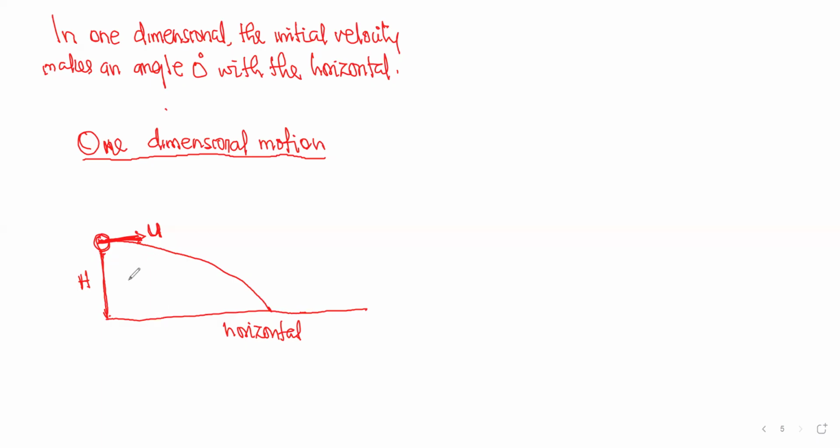Now let's follow the path of the ball. The golf stick gives it the initial velocity. It will move through the air and then eventually fall to the ground. And that is what I've designed here. But it is one-dimensional because the initial velocity makes an angle of 0 with the horizontal.